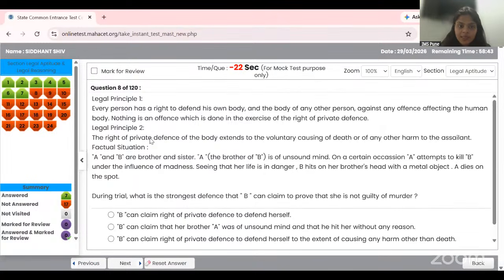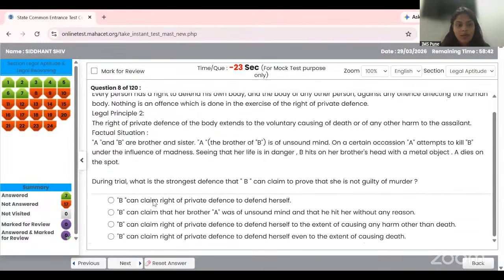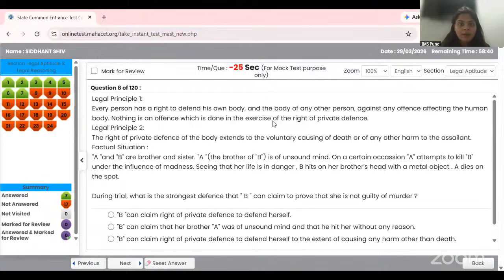Again, you're given legal principles and a fact, and you're supposed to mark your answer. So the principle is talking about the right of private defense. It is stating that every person has a right to defend their own body or that of another person against any offense affecting the human body. Nothing is an offense which is done in the exercise of the right of private defense. And private defense rights also extend to voluntarily causing death or any other harm to the assailant, right?